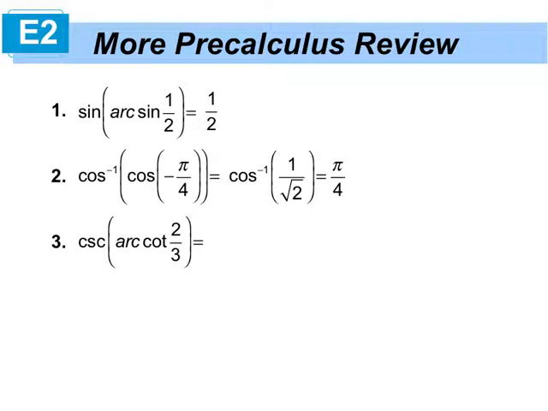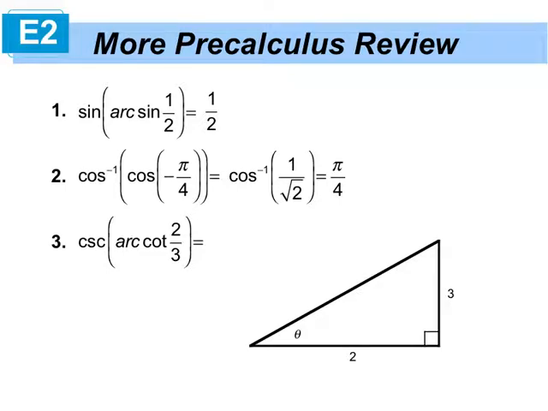Uh-oh. What's wrong with this problem? Not on the unit circle. Once I show you this, it's going to come flooding back to you in an experience of mathematical bliss. There is some angle that when we take the cotangent of that angle, we get 2/3. So let's draw a picture. Oh yeah, you remember this, right? Again, there is some angle, which I happen to call theta, that when I take the cotangent of theta, I get 2/3.